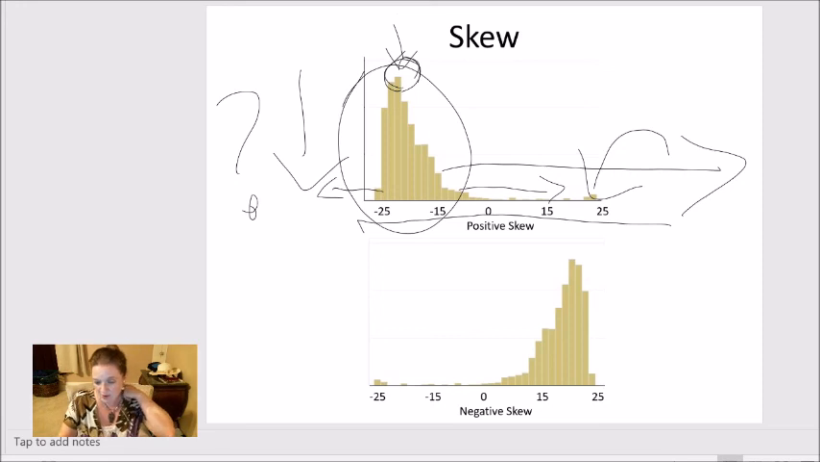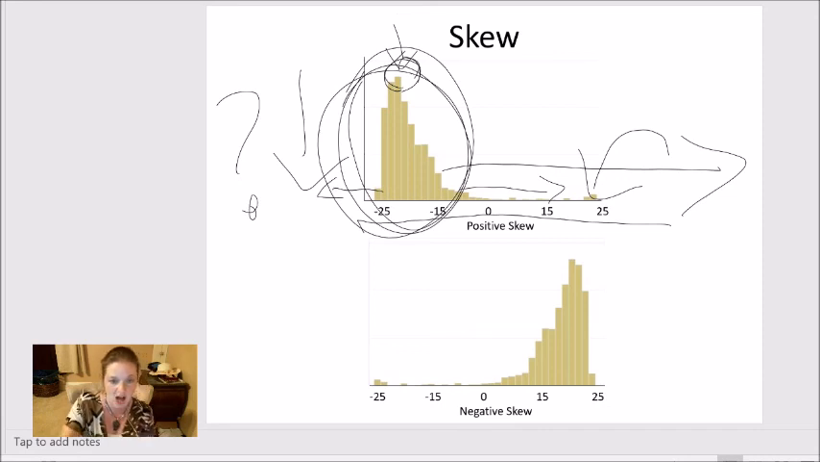If most of the people do sort of crappy, but there are only people who did super awesome without corresponding people who did even worse than the bulk of the people, we call it positive skew. And so you can remember it in one of two ways.